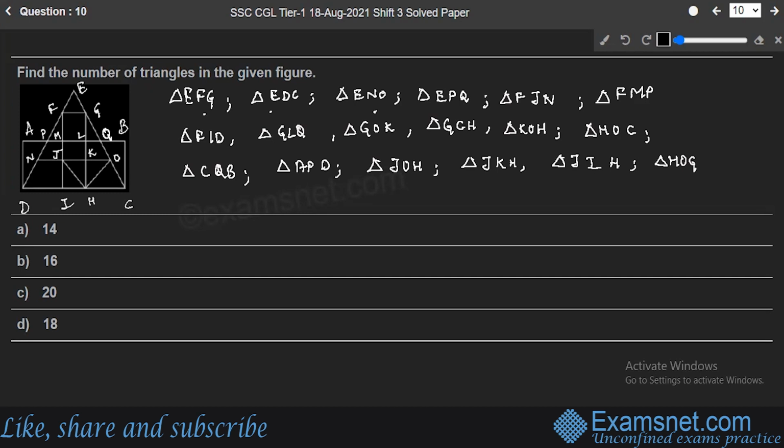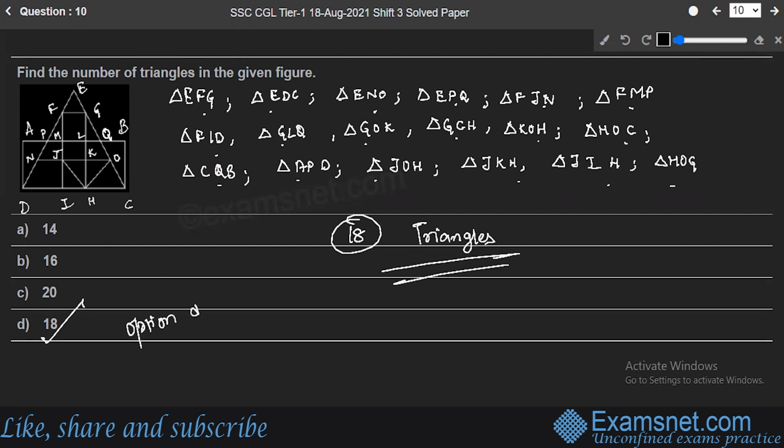1, 2, 3, 4, 5, 6, 7, 8, 9, 10, 11, 12, 13, 14, 15, 16, 17, and 18. So here you have 18 triangles in the given figure, and option D is the correct answer to our question. Hope you are clear with this. Then let's move to the next question.